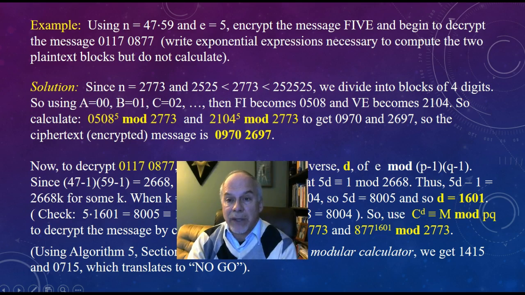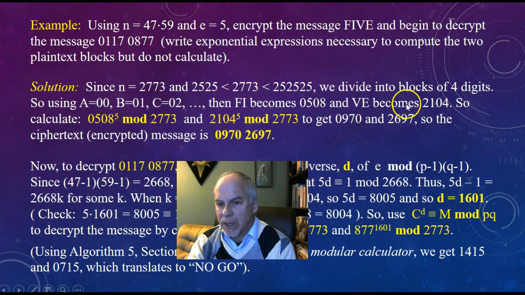All right, so then we take the message using the encryption of A being 00, B being 01, C being 02. And so FI becomes the block 0508, and VE becomes the block 2104. All right, so we've got these two blocks that are 4 digits long. That's our original message, but in numbers.